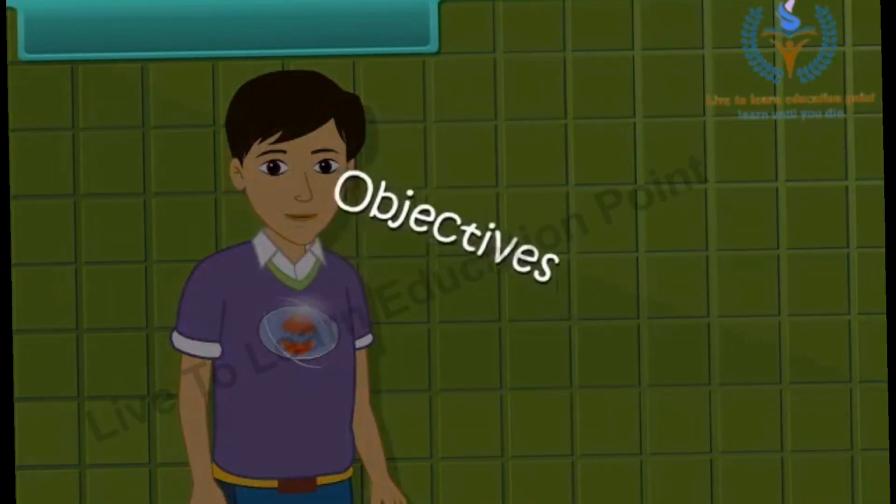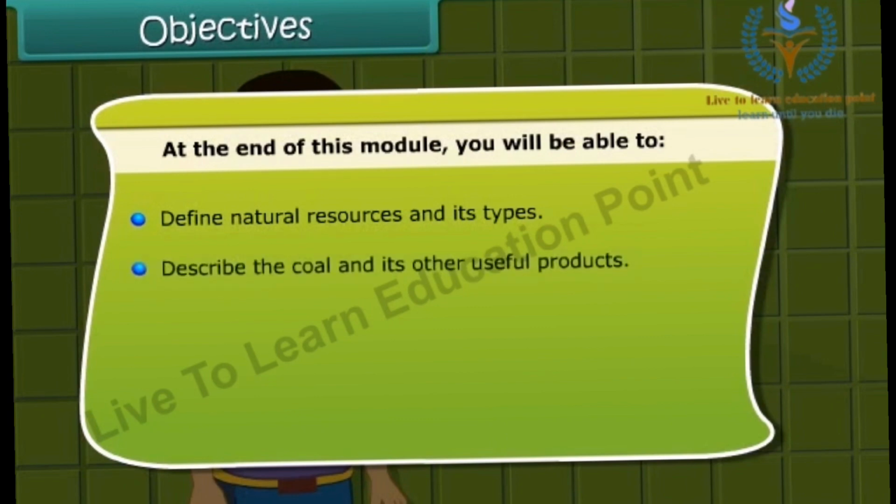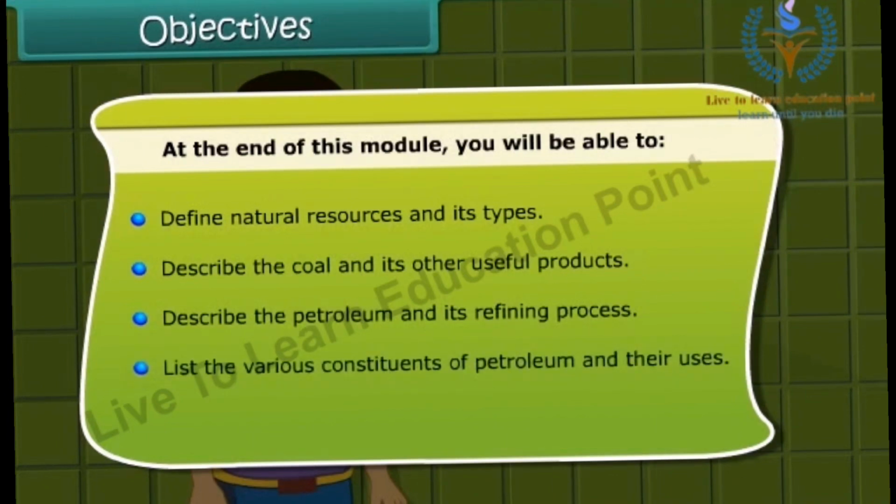Objectives. At the end of this module, you'll be able to define natural resources and its types, describe the coal and its other useful products, describe petroleum and its refining process, list the various constituents of petroleum and their uses, describe the natural gas and its importance.